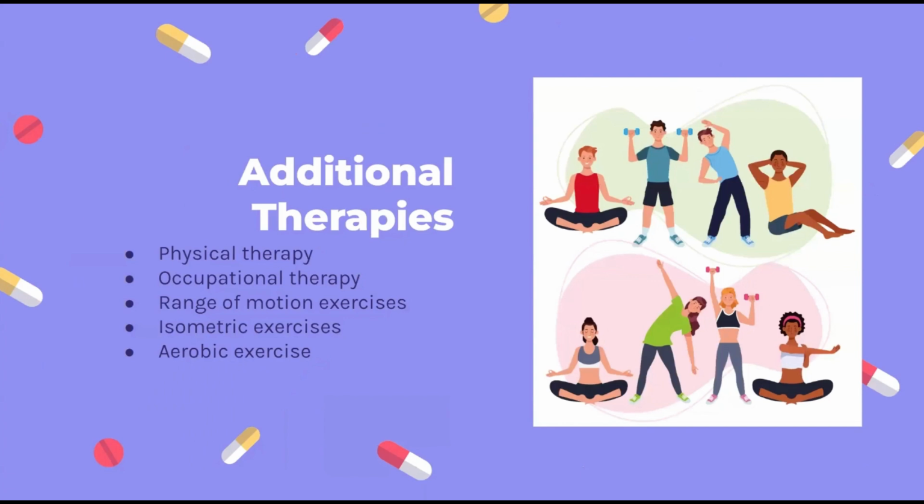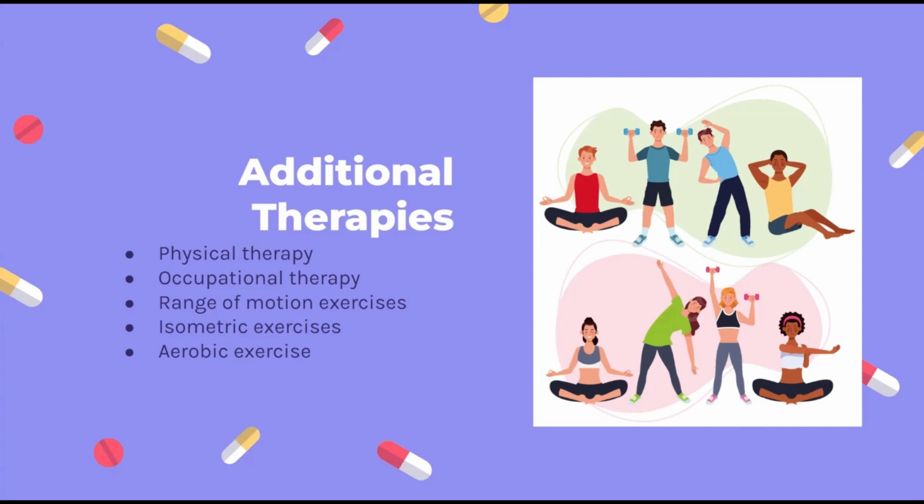Additional therapies include occupational therapy, physical therapy, range of motion exercises, isometric exercises, and aerobic exercises. Physical therapy helps improve movement and reduce pain by teaching patients how to exercise to strengthen the muscle and improve flexibility. They also help you create a personalized exercise program that fits your needs. Occupational therapy is a little different in the sense that they help you manage daily activities and maintain independence. They teach you strategies to make daily tasks easier, like dressing or cooking. They also help you develop a plan to conserve energy to avoid fatigue.